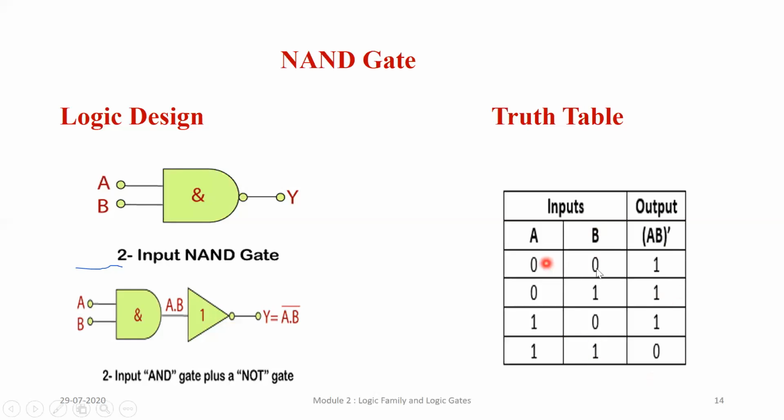Or you can say 0 into 0 is 0, but the complement of 0 is 1. 0 into 1 is 0, the complement of 0 is 1. 1 into 0 is 0, the complement of 0 is 1. 1 into 1 is 1, and its complement is 0. So this is how you can write the truth table, because AB is multiplication and then its complement.